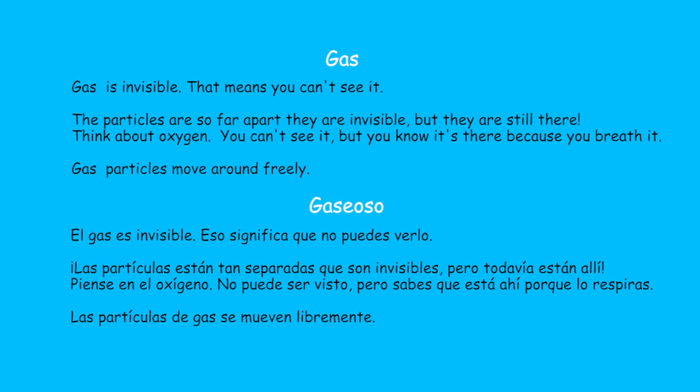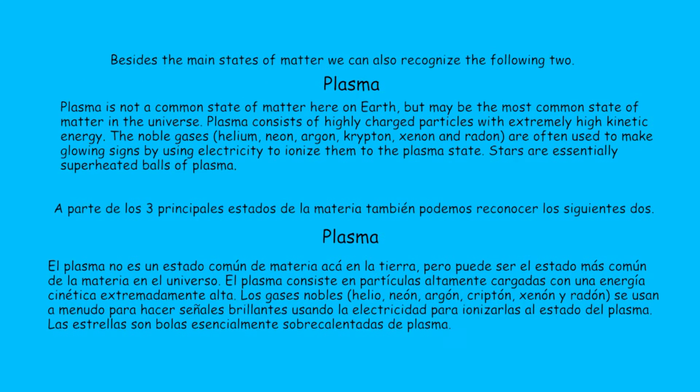Gas. Gas is invisible. That means you can't see it. The particles are so far apart they are invisible, but they are still there. Think about oxygen. You can't see it, but you know it's there because you can breathe it. Gas particles move around freely. Besides the three main states of matter, we can also recognize the following two.